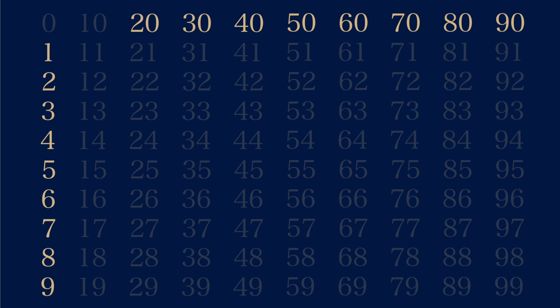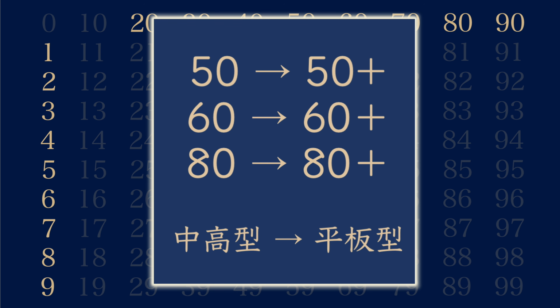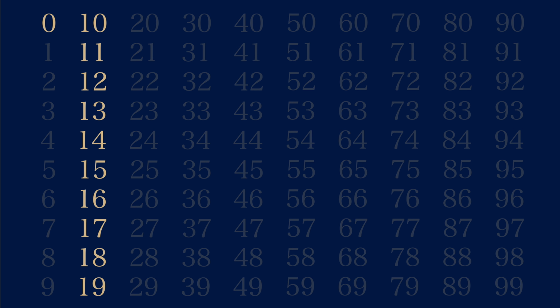Once you know these 8 tens and these 9 single digits, and one simple pitch accent rule: whenever 50, 60, or 80 is followed by another digit, the accent becomes flat. You can already read 89 numbers. That leaves only a small group that needs to be learned separately.